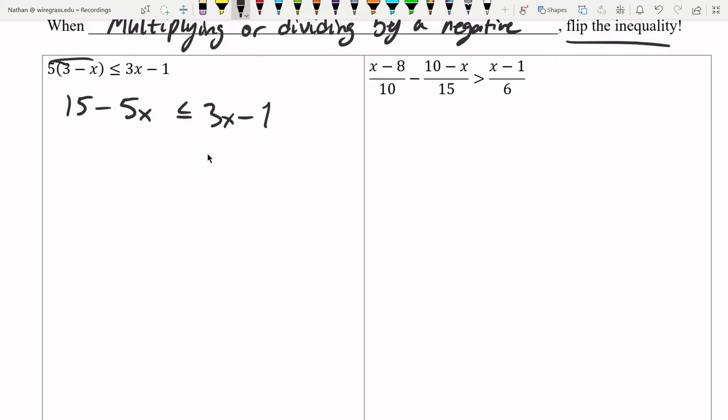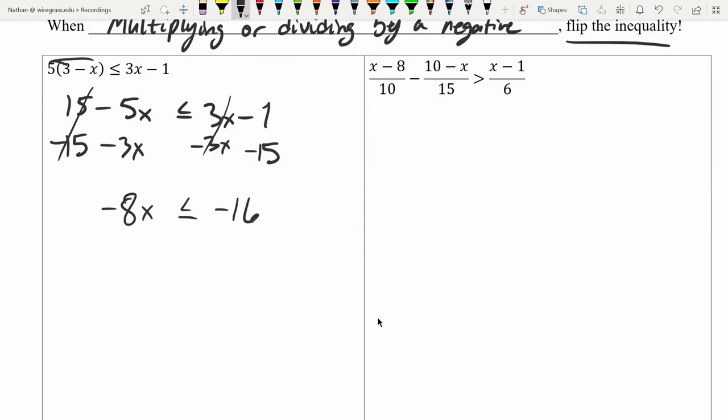Let's get the x's together. I'm going to subtract 3x from this side, and in the same process, I can subtract 15 from the other side. That'll get the x's together. We get negative 8x less than or equal to negative 16.